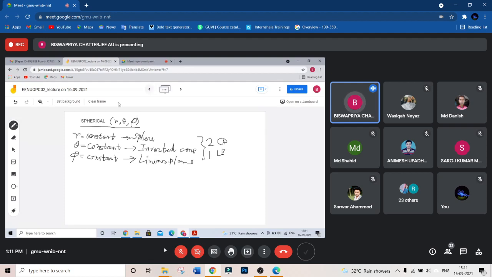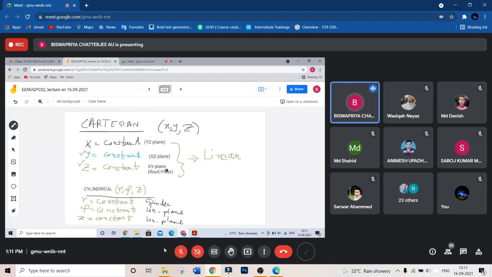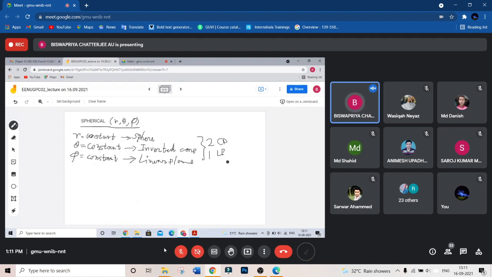So we started with Cartesian, where all planes are linear. Then we moved to cylindrical, where one is curved, the cylinder, and the other two are linear planes. And finally, when we move to the spherical, we find two curved or non-linear planes and one linear plane.